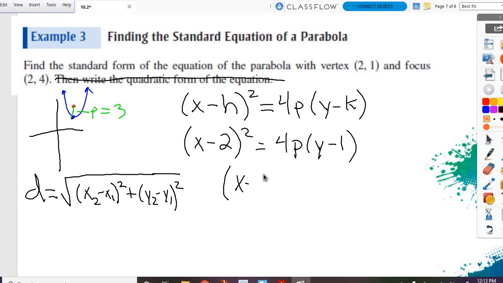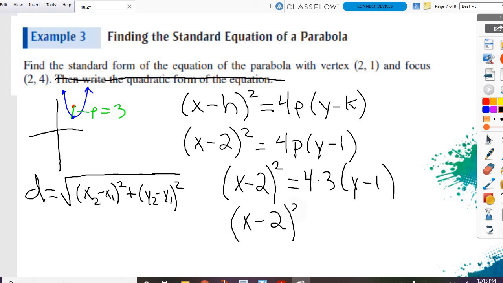So we're going to have x minus 2 quantity squared equals 4 times 3 times y minus 1. So our final equation would look like that. And then, like I said, the quadratic form, which is what they ask in the second part, you would just have to FOIL out x minus 2, distribute your 12, and then solve for y. Which I know that all of y'all are capable of doing, and most of the time, we don't want it in that form anyway. So we're just going to leave it like that. Questions on that?